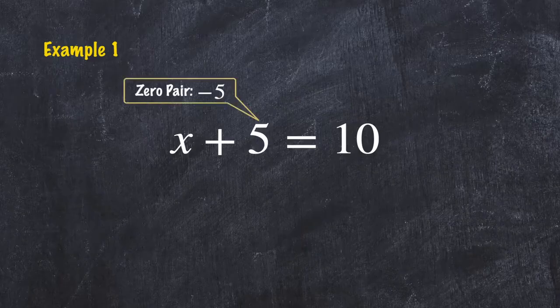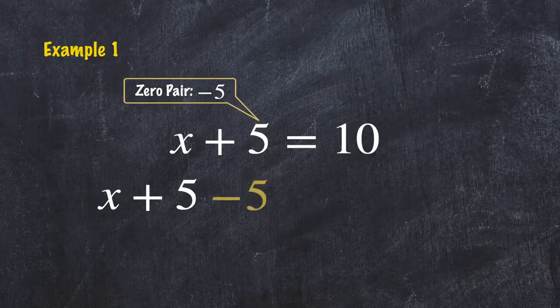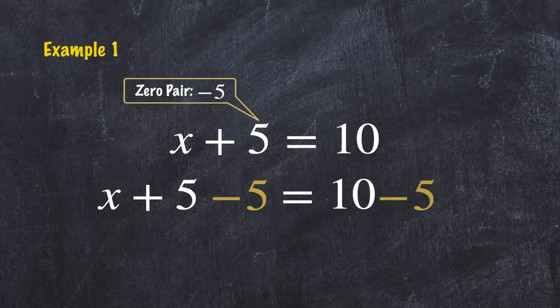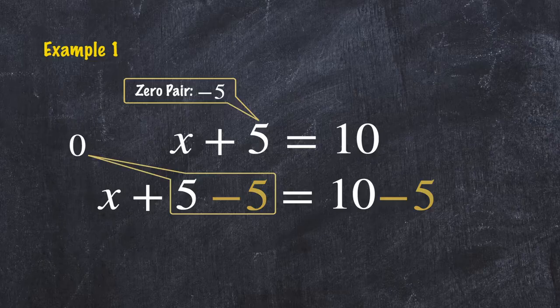I will first look for the zero pair of 5, which is negative 5. I am now going to use the negative 5 and add it to both sides of the equation. So from the left-hand side, I have x plus 5 minus 5. To the right-hand side, I have 10 minus 5. Remember, 5 minus 5 gives us 0. That simplifies the left-hand side to x is equal to 5. Simple.